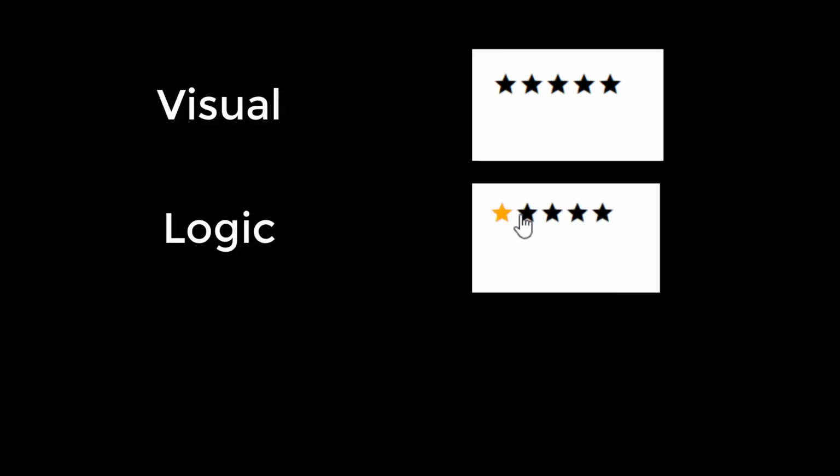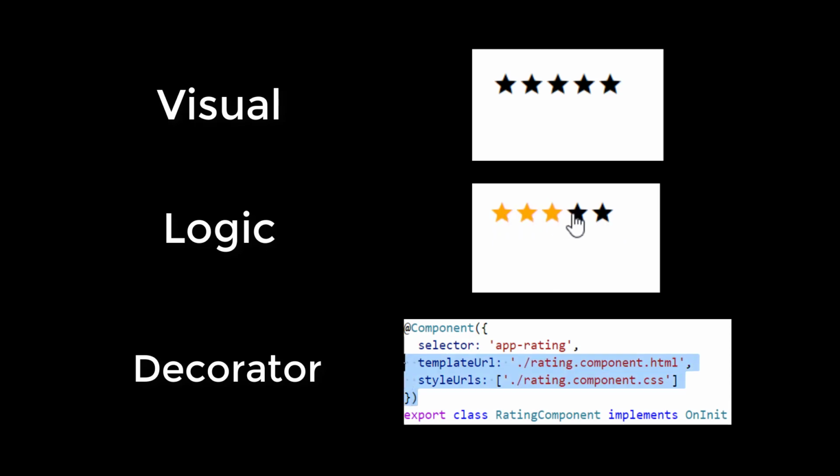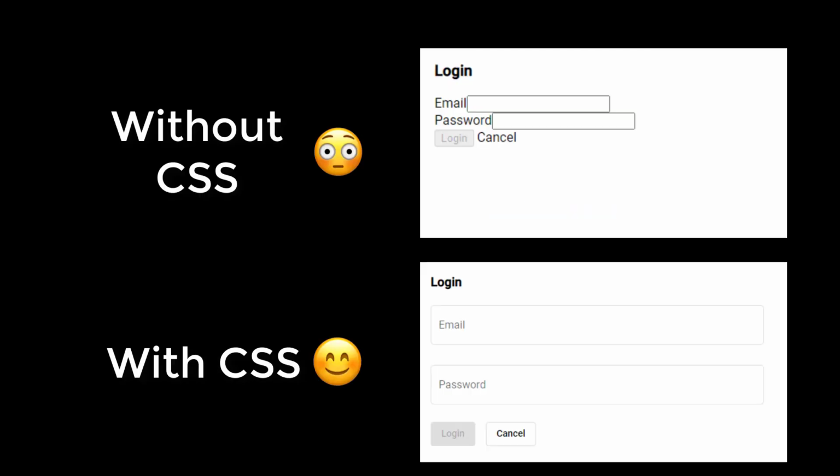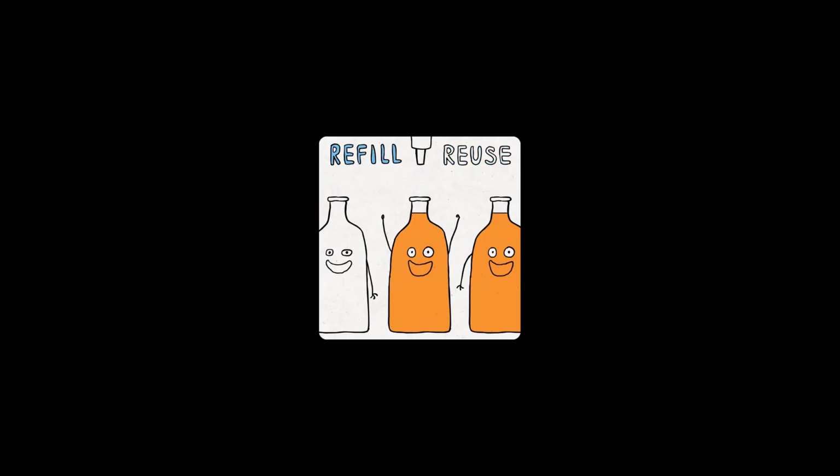A component consists of a template that is the visual part, a class that defines the logic, and a decorator that allows us to configure the metadata of the component. We can also have CSS styles applied to the template. The components are supposed to be reusable parts of your application. Thus, you can create a form in a component and reuse that form in different parts of your app.